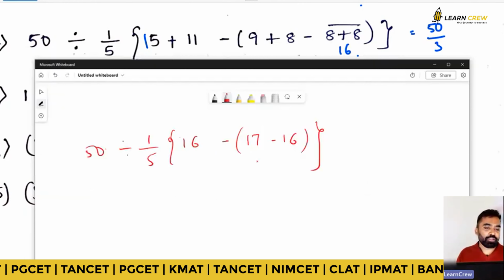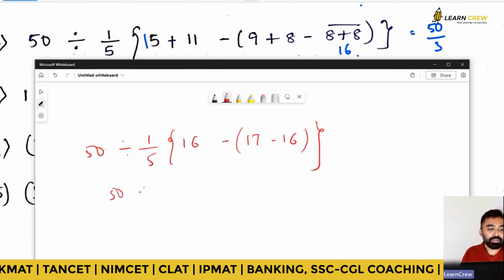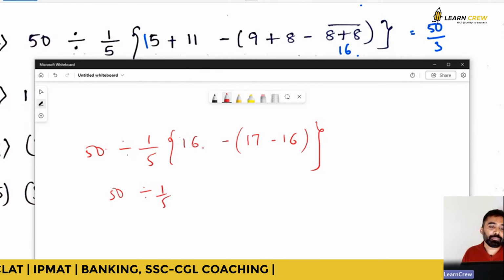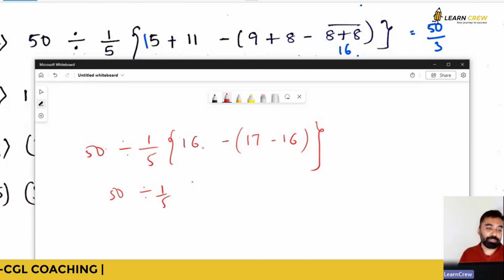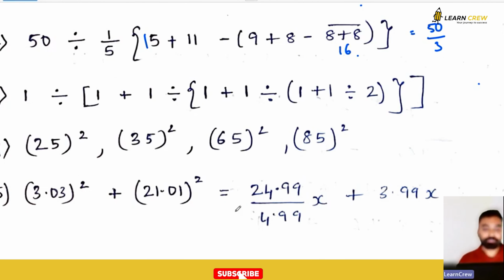Just a minute, let us cross check it once. 50 divided by 1 divided by 5. 16 minus 1 becomes 15. So it becomes 3. So it becomes 50 divided by 3. Okay, fine. 13th one. Very easy one.